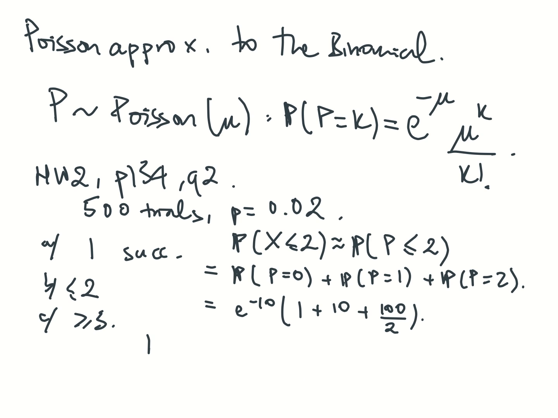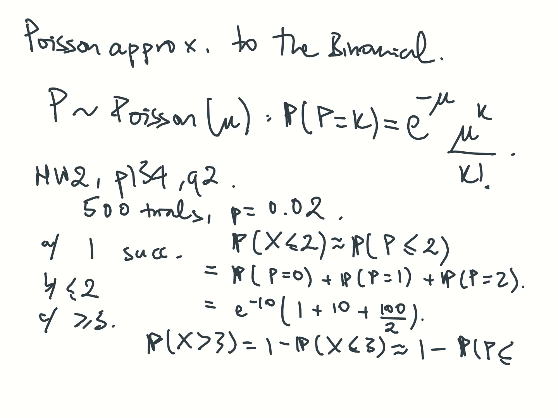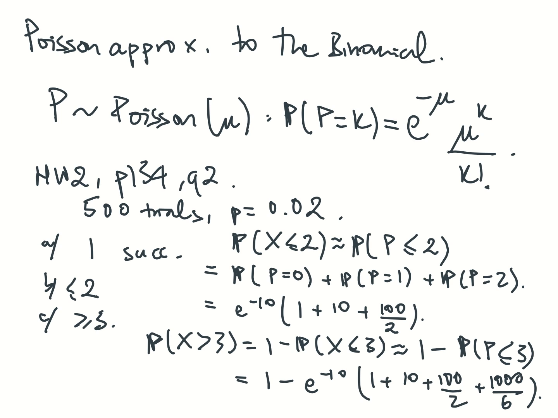And similarly, the probability of X bigger than 3 is 1 minus the probability of X less than or equal to 3. This is approximately 1 minus the probability of a Poisson less than or equal to 3. And this is e to the minus 10 times (1 plus 10 plus 100 over 2 plus 1000 over 6). As you can see with the Poisson distribution, it's very easy to compare the probability of X equals k for various different k. Doing so with a binomial would have been quite difficult.